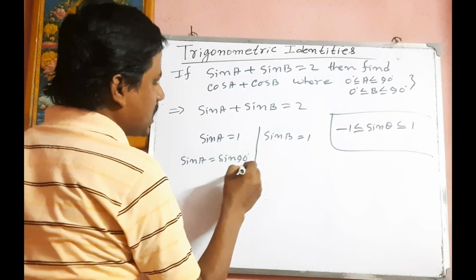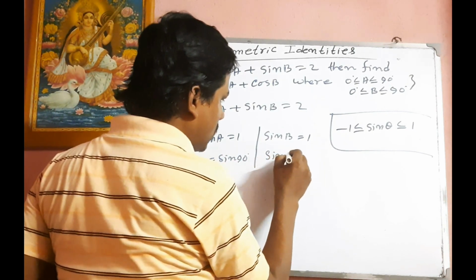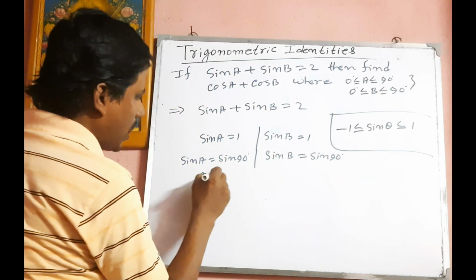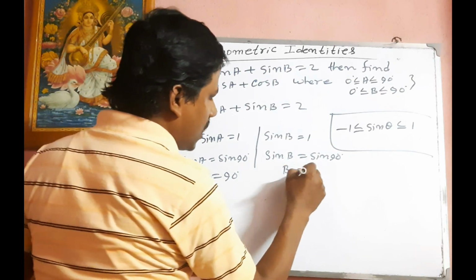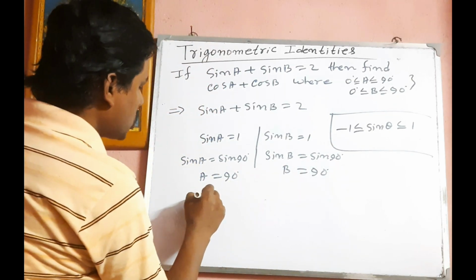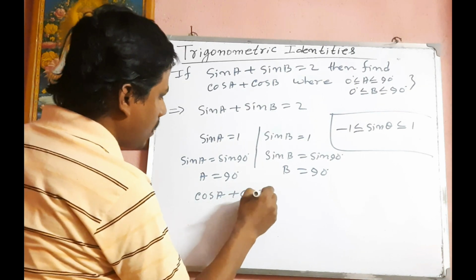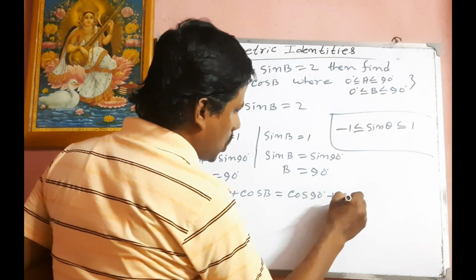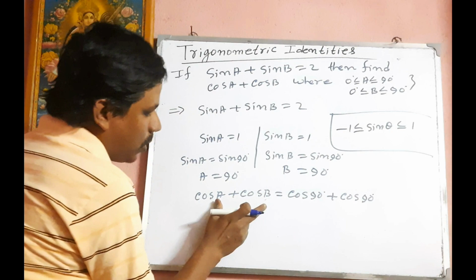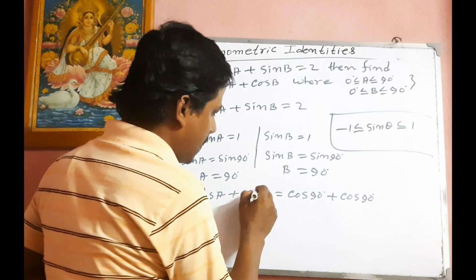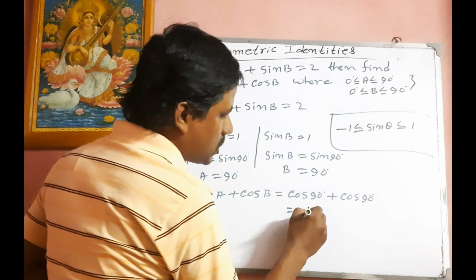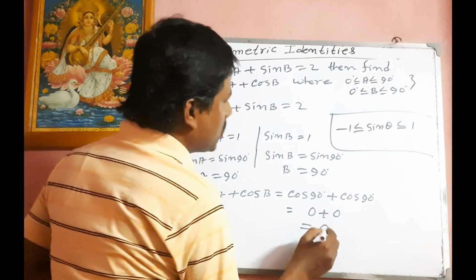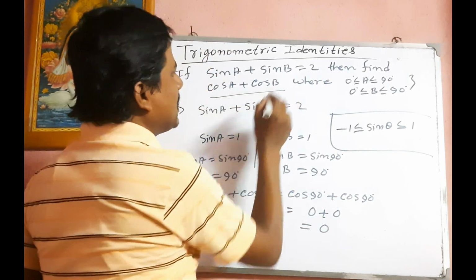The standard value of sine 90 is equal to 1. Similarly, here sine 90 is equal to 1 we are using. So a is equal to 90 and b is equal to 90. Now cos of a plus cos of b is equal to cos of 90 plus cos of 90. Putting the values of a and b, the value of cos 90 is 0 and the value of cos 90 is equal to 0. So 0 plus 0 equals 0, which is our required result.